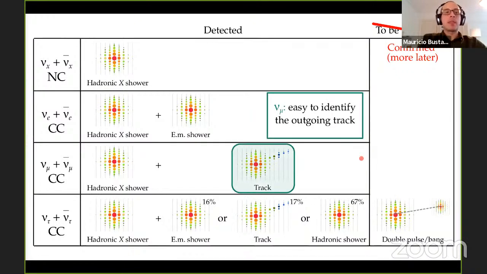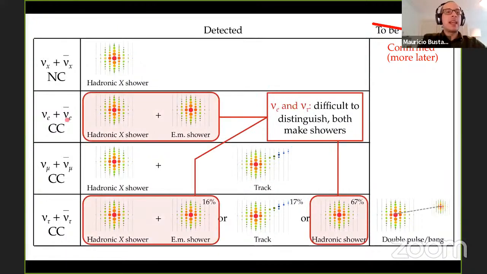So the nu mus are easy to see because you see a track, and when you see a track, you know that it's most likely a nu mu. But electron neutrinos interacting by a charged current interaction and tau neutrinos interacting by a charged current interaction give showers, always in the case for nu E, and mostly in the case for nu tau. Sometimes the nu taus will give you a track. So it's difficult to distinguish between nu E and nu tau. You see a single shower, you don't know if it was made by a nu E, by a nu tau, or by a neutral current interaction of any flavor. So that's where the main ambiguity comes in.